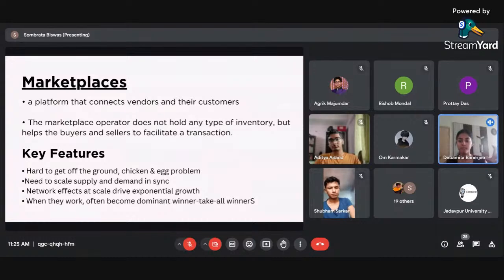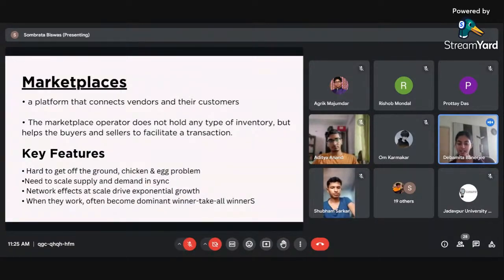So when you're on eBay, let's say you're buying sneakers from eBay, eBay will not have the sneakers. The vendor has sneakers. eBay just created a platform for the vendor to sell the sneaker to the buyer. Whereas Amazon now has its own products. Amazon is starting its own home care line. It has its own clothing line. So Amazon isn't completely a marketplace anymore. But yeah, key features. Hard to get off the ground, chicken and egg problem.